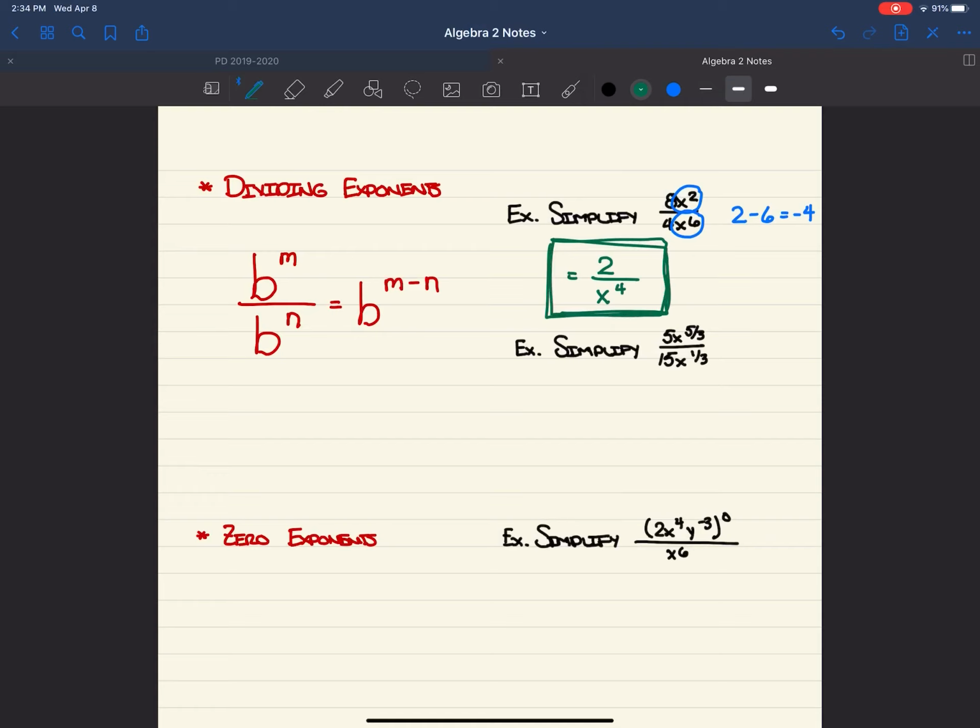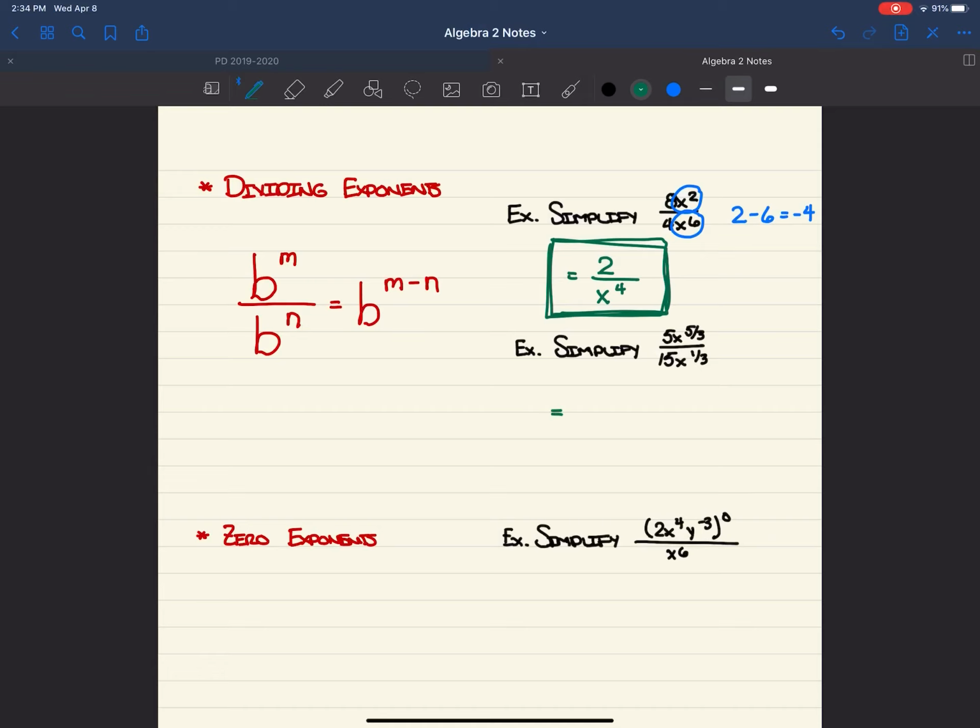All right. If we try the second example, it says simplify 5x to the 5/3 power divided by 15x to the 1/3 power. Again, if I start with my coefficients, I could say, well, look, 5 divided by 15.